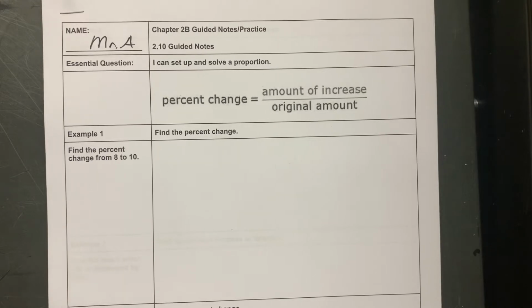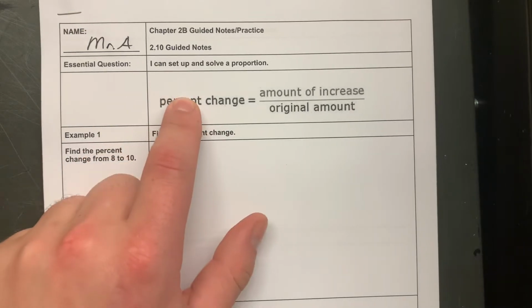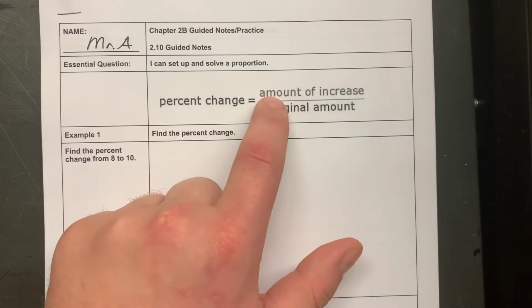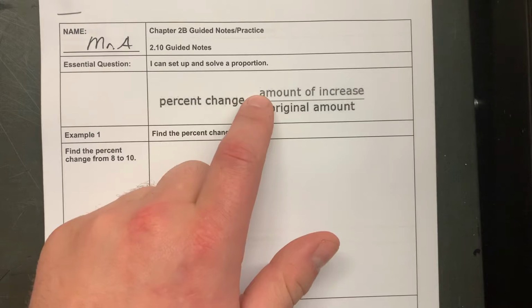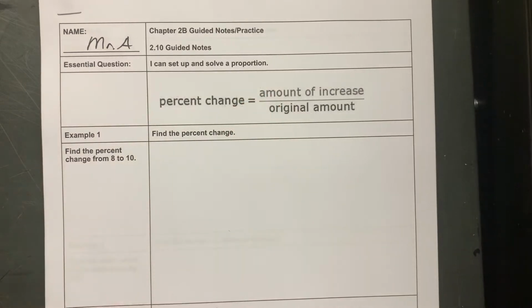We're working on finding the percent change today. I put this up at the top just to remind you guys that we can find our percent change by finding the amount of increase or the amount of decrease, whichever one it may be, and then dividing it by the original amount. And that'll give us a percentage that we can use in our problems.